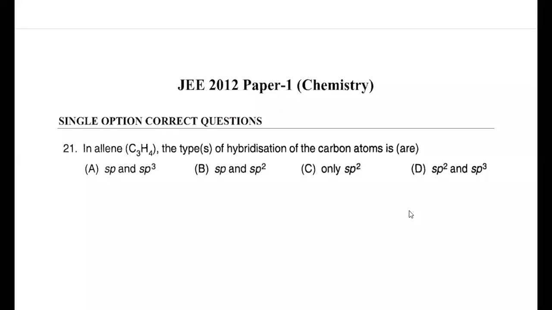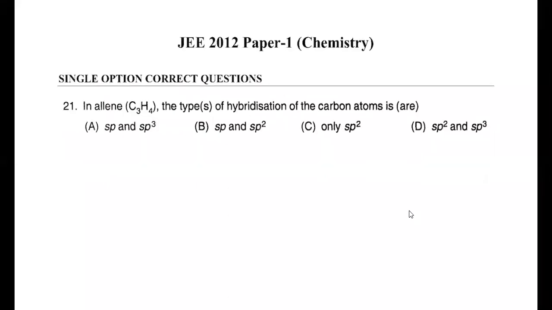It's given in allene, C3H4, the type of hybridization of the carbon atoms. Our allene structure is clear. Allene structure is this one. So in this structure, if you write the hybridization of carbon, it is sp2, sp and sp2. So possible hybridization is sp and sp2, and hence the answer is B. Okay.